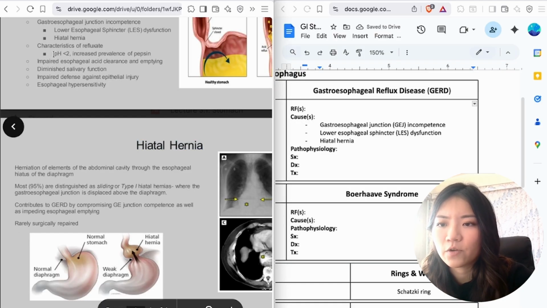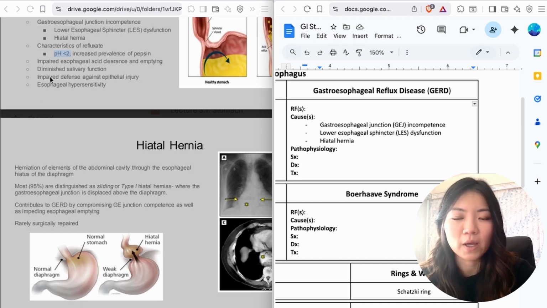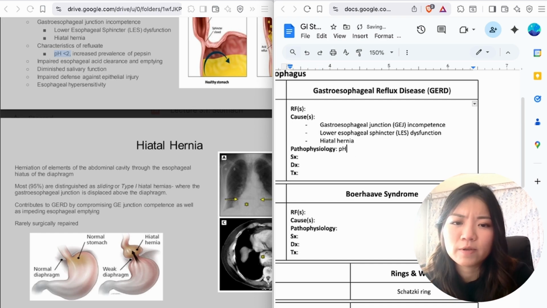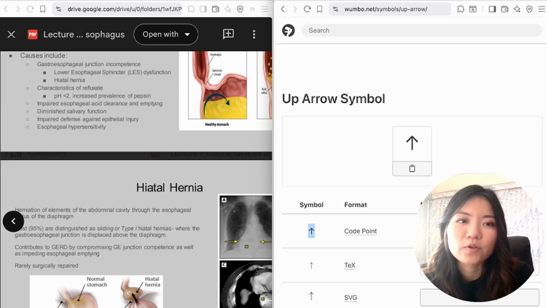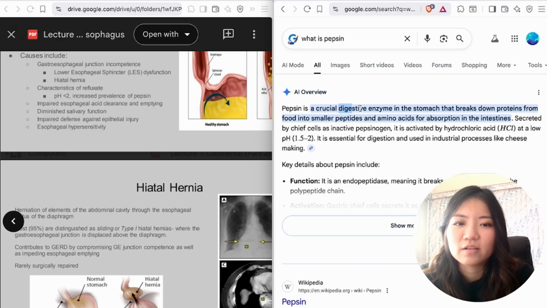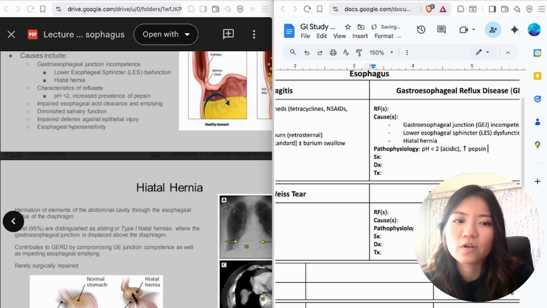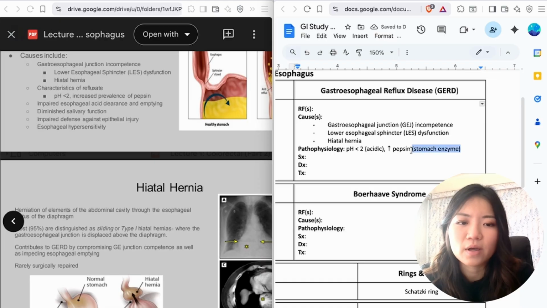Characteristics of refluxate. So page 2, I'm assuming you would kind of know this because stomach acid is very acidic, so what's coming up is probably very acidic. That would probably be something to put under here. You can just write acidic, increased pepsin. Let's say you didn't know what pepsin was, you could also just, for simple things, write stomach enzyme, which makes sense because it's stomach contents going up.